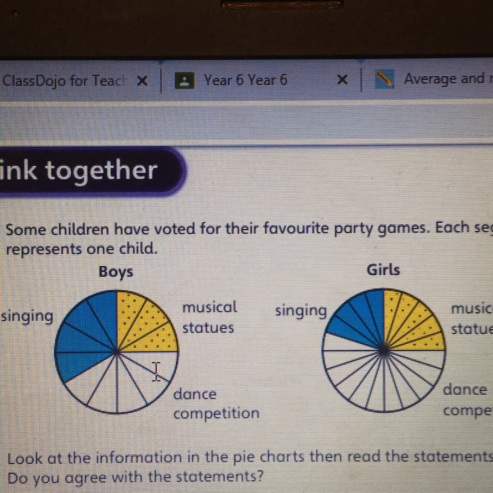Now, a misconception here, and this is where it's easy to get confused sometimes, is the fact that musical statues is worth a quarter on both of those pie charts. However, the question didn't ask for what fraction of boys and girls like musical statues. If you said, is the fraction of boys and girls that like musical statues the same? The answer would be yes, because it would be a quarter of each. But the question said the same number. And we've got to remember that each segment represents one child. So there were 3 boys and there were 5 girls. So it's not the same number of children.